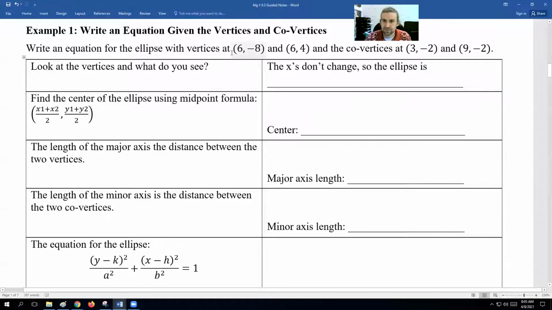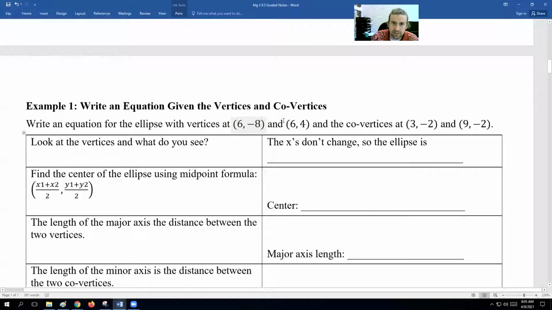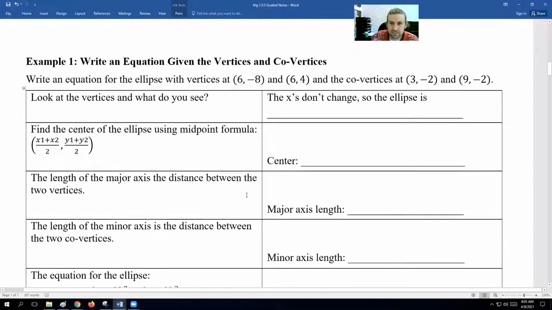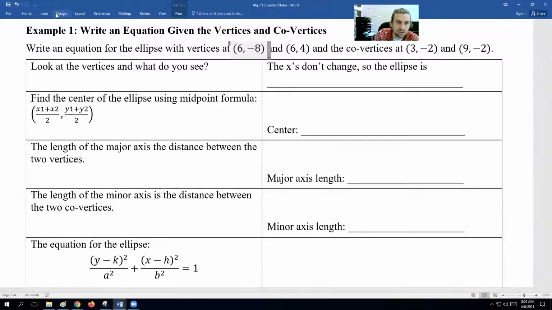Looking specifically at the vertices, we already know this would be the longer axis. If this was the vertices, does this x change compared to that x? Yes, it does. The y doesn't change here. So looking at these vertices, if the x doesn't change, this would be a y-axis ellipse, meaning it is a tall, skinny ellipse.